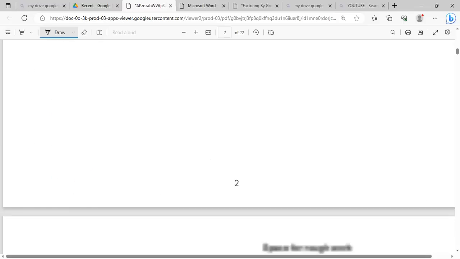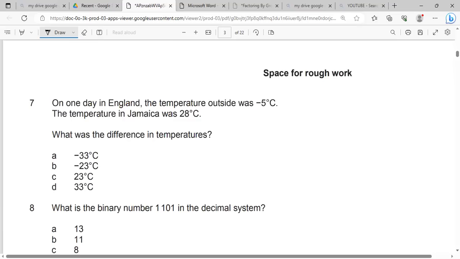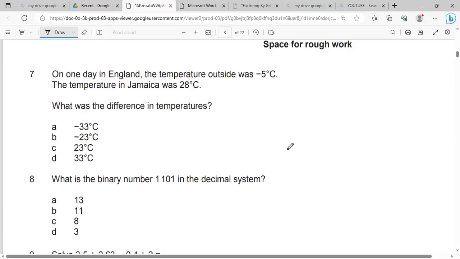On a day in England, the temperature outside was -5 degrees, while the temperature in Jamaica was 28 degrees. What is the difference in temperature? Now, all we have to do to find the difference, we add it, and that works out to 33.